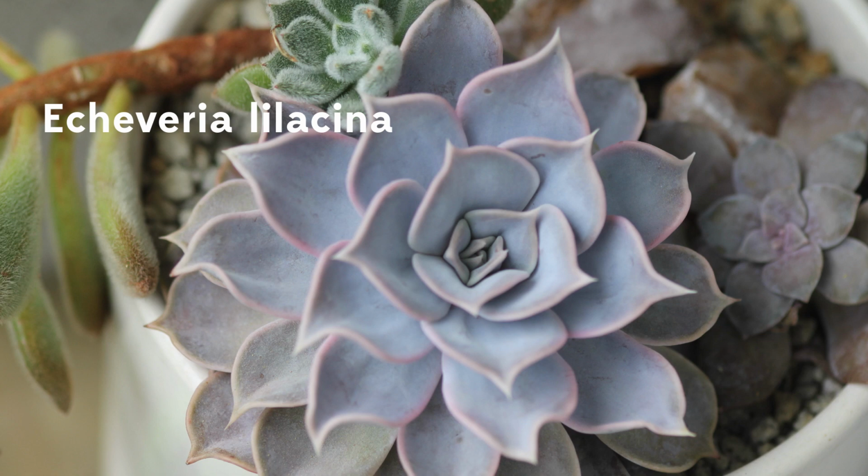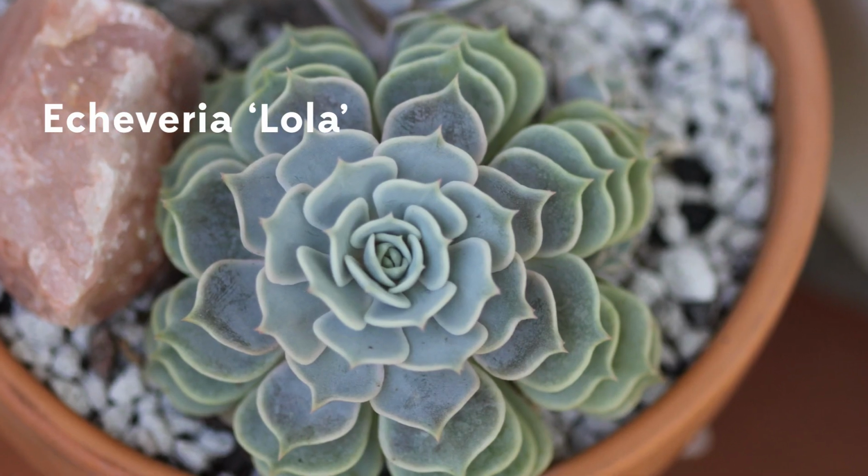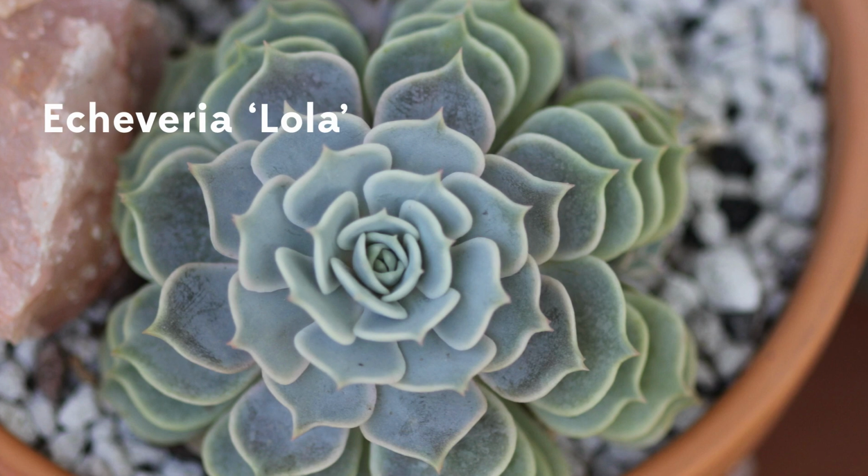Echeveria lilacina is a native species found in the region of Nuevo Leon, Mexico, but when the famous hybridizer Dick Wright brought one to his California nursery and crossed it with another native species, Echeveria derenbergii, he created the beautiful and popular hybrid we know as Echeveria 'Lola'.